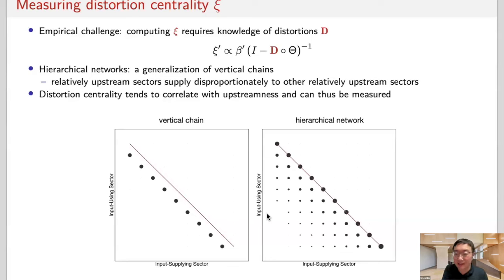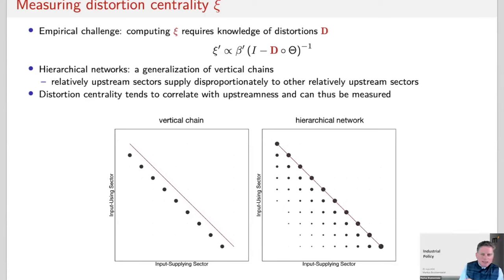In that network, distortion centrality also tends to correlate with upstreamness. Hence, they can be measured with some sense of robustness. That is, you need a very perverse distribution of distortions for distortion centrality not to align with network position in ways that are formalized in the paper. So I've shown you this hierarchical network that's hypothetical. Markus, you have a question?